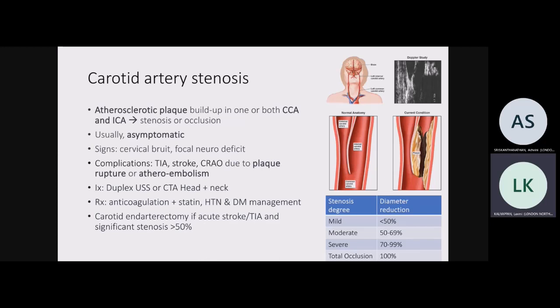So carotid artery stenosis. This refers to essentially buildup of atherosclerotic plaque in either the common carotid artery or your internal carotid artery, usually, which leads to stenosis and eventually occlusion. Signs are cervical bruits. You can also get focal neurological deficits, so that's what was in the question before, the TIA. You can also get CRAO, which is an ophthalmological condition, central retinal artery occlusion, and this is just due to the plaque essentially rupturing and going up along the carotid artery to block your central retinal artery.